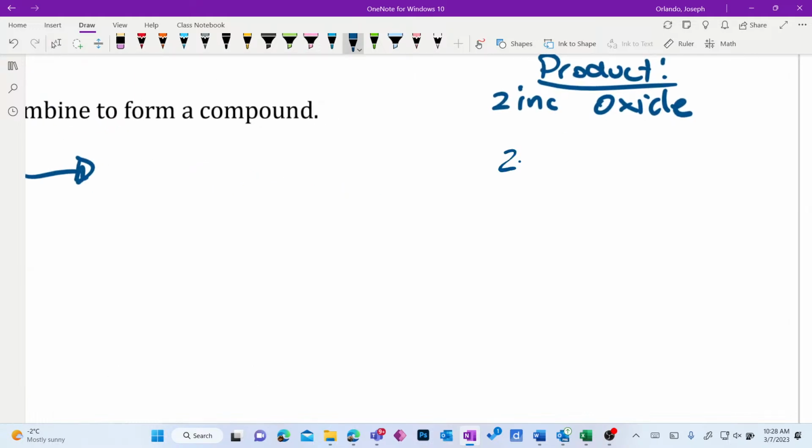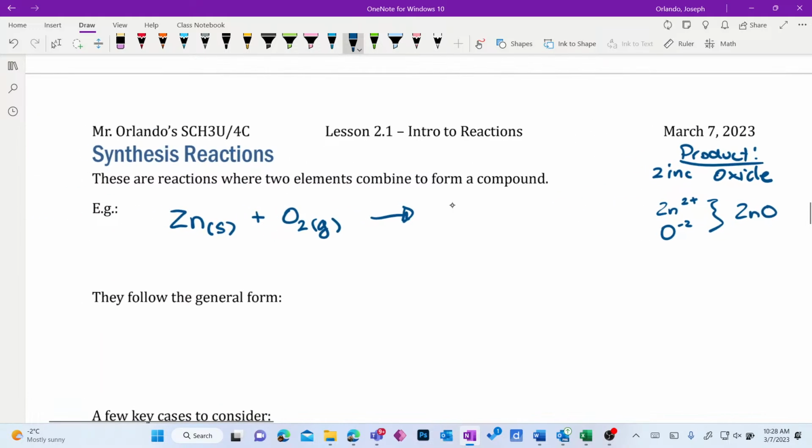What charge does zinc take? Is it 3+? I think it is, but I always get zinc and aluminum confused. No, you know what? It's 2+. 2+. Okay, so that's good. So it's a nice, easy one. Zn 2+. And what's oxygen? -2. And so this is trivial. What's the formula going to be? ZnO. Very good. All right.